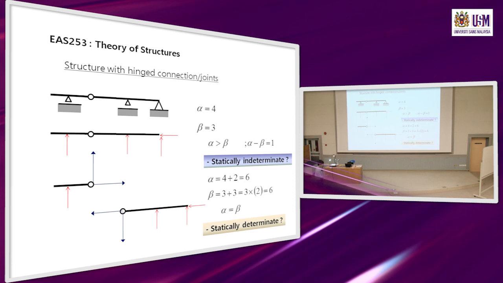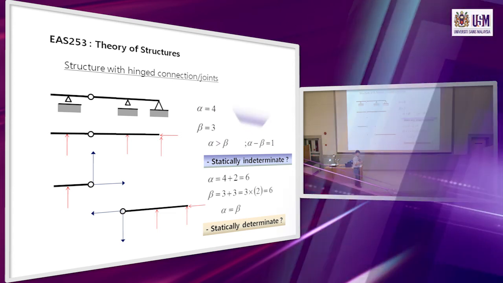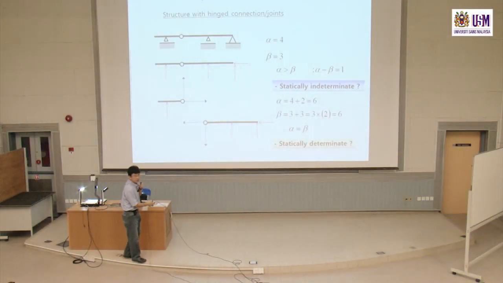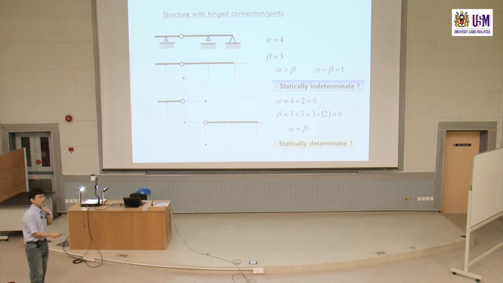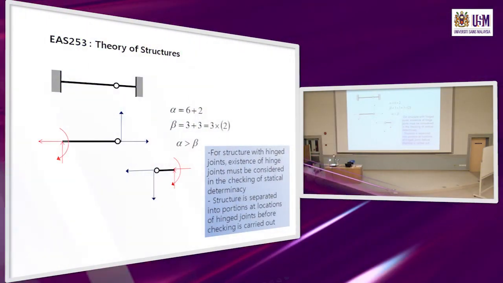From these two problems, I want to highlight the point that whenever you have a pin joint in between the structures, not at the support, you have to consider this. It gives you one extra equilibrium equation. So the correct answer is this. This is statically determinate. For structures with hinge joints, the existence of the hinge joint must be considered in the checking of statical determinacy.